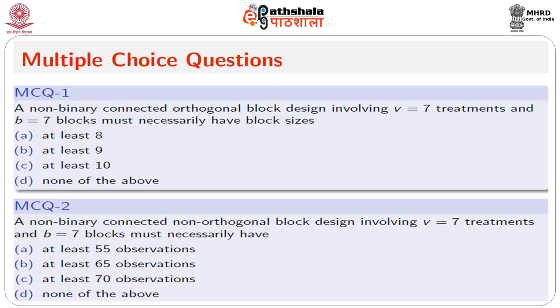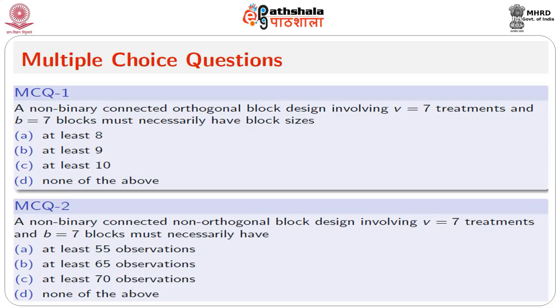So here is the third one. A non-binary disconnected block design involving V equal to 7 treatments and B equal to 7 blocks must necessarily have block sizes at least 4, at least 5, at least 7, or none of the above. It is an interesting problem, because in the text we mentioned that you try to understand the concept of a disconnected block design.